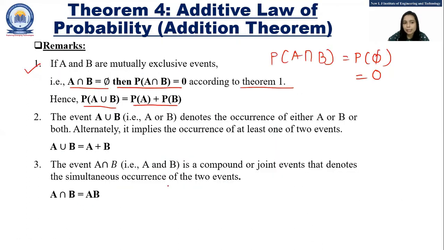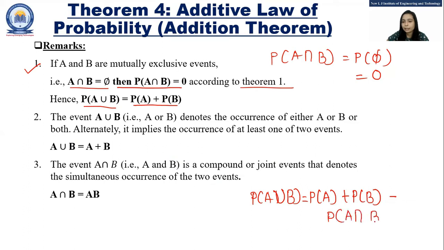Hence P of A union B is equal to P of A plus P of B, because we have discussed that P of A union B is equal to P of A plus P of B minus P of A intersect B. Now the value of P of A intersect B becomes 0, as A and B are mutually exclusive events. So in that case, P of A union B becomes P of A plus P of B.